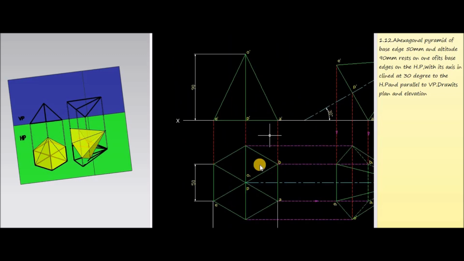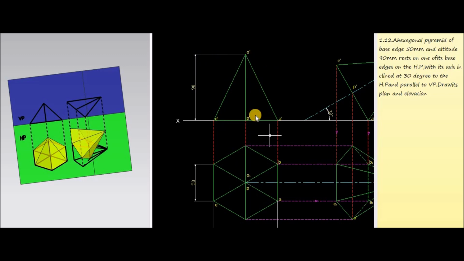So this one represents the top view corresponding to stage 1. Now in order to get the front view, we have to project all these corners onto the XY line and draw dotted lines perpendicular to the XY line. Then it is given that the height of the hexagonal pyramid is 90 mm. Take the dimension 90 and draw a line at a distance of 90 from the XY line.